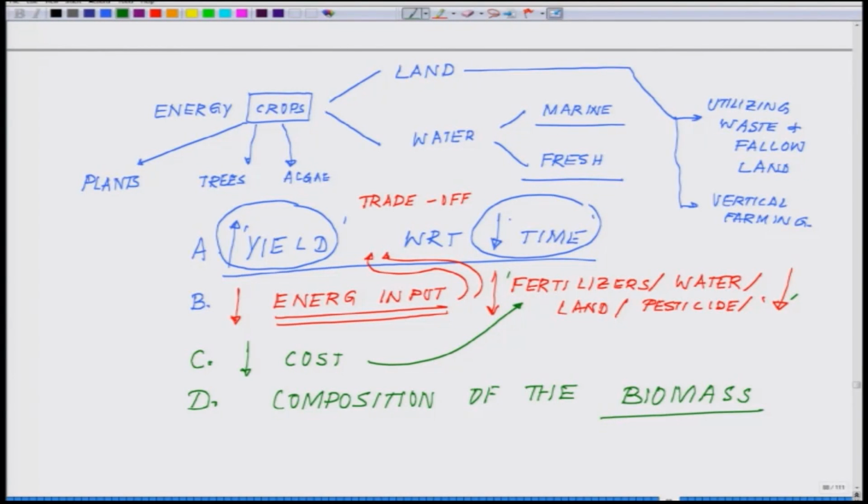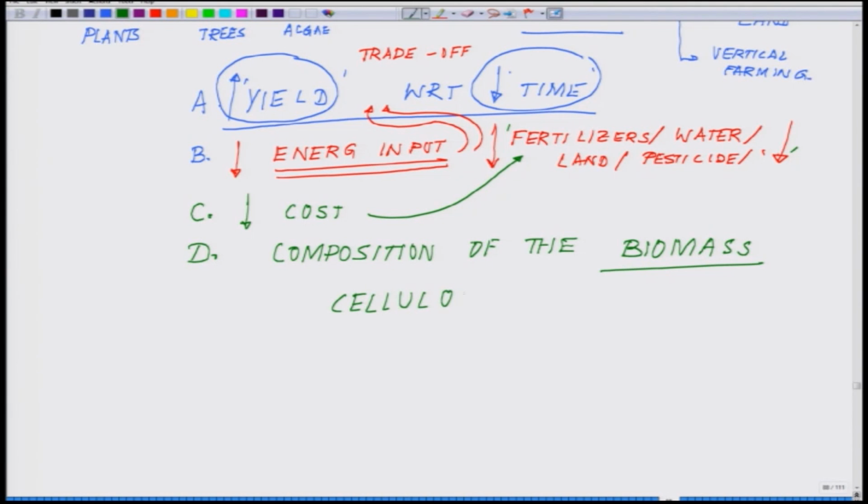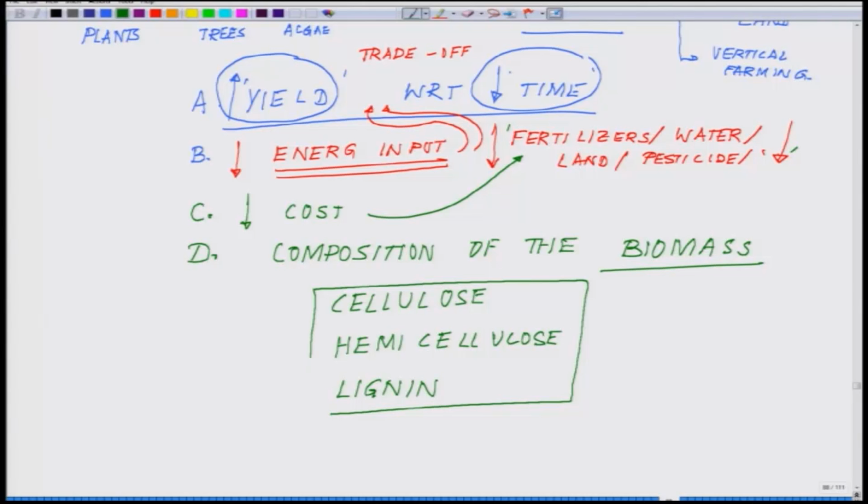So, whenever we talk about the plants, let us take a standard example of plants. You have cellulose, you have hemicellulose, you have lignin. Okay. So, let us talk about it a little bit. Now, these three things are present in plants in varying proportions. Most plants have cellulose at the highest concentration, followed by hemicellulose, and the third is lignin after that.